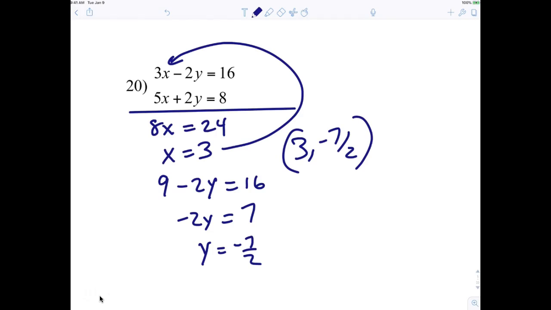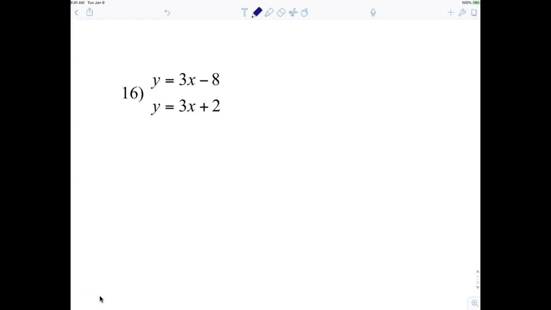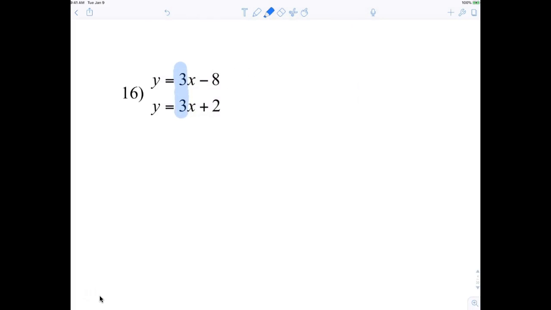Somebody else. 16. Let's take a look at 16 real quick. Now, stop right here and listen. Everybody should recognize right off the bat, the slopes are the same. Now, the next thing, before you answer, you go to the y-intercepts. Are they the same? No. So they must be parallel, so there is no solution. I need everybody to be master of that. Slopes are the same, means they're parallel if the y-intercepts are different. If the y-intercepts were the same, it would be the same line.